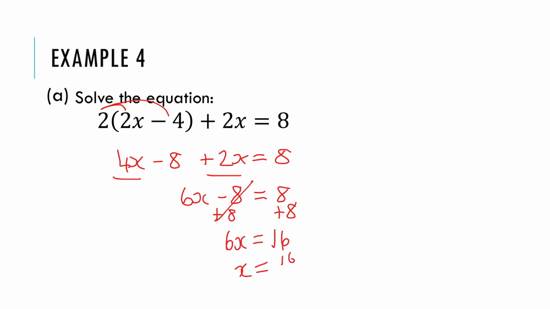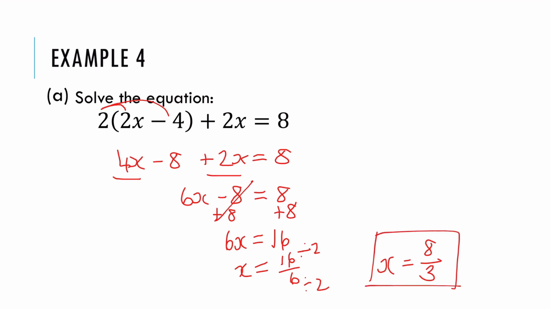x equals 16 over 6. This fraction can be simplified. It is divisible by 2 on the top and bottom. 16 divided by 2 is 8 and 6 divided by 2 is 3. So our final answer is x equals 8 over 3.